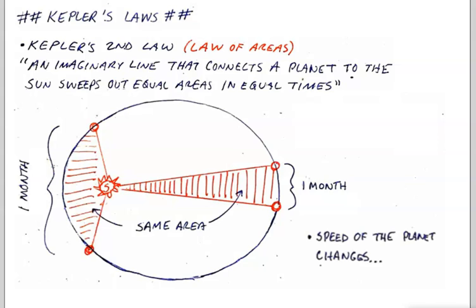This is a result of the speed of the planet changing. When the planet is closer to the Sun, it travels a greater distance in the same time, so it's moving faster. When it's further away, it travels a shorter distance in the same amount of time, so it's moving slower. The speed in the circular orbit will be constant.